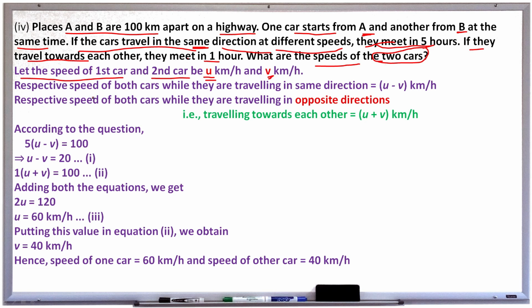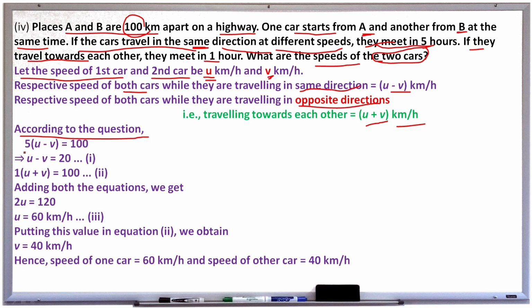Respectively, the speed of both cars while they are traveling in the same direction. So u minus v, here u minus v kilometer per hour. Respective speed of both the cars while they are traveling in opposite direction. So here u plus v is kilometer per hour. Now according to the question, it is given the total distance A and B are apart on a highway 100 km.